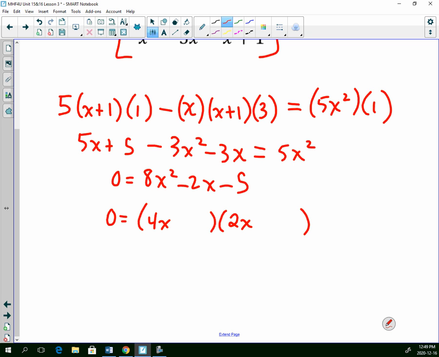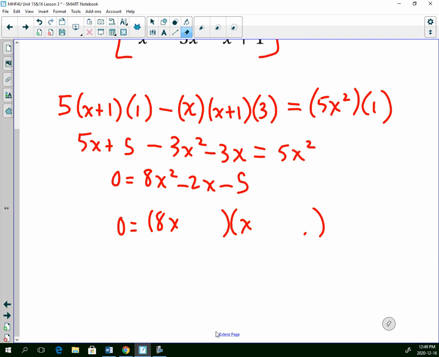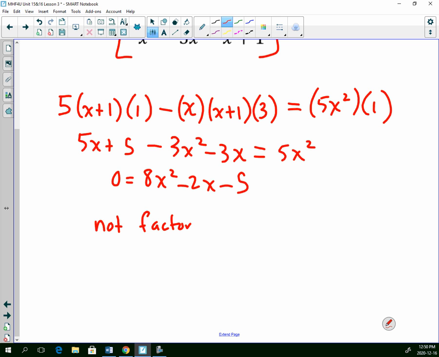So let's see. If I put 5 and 1, that gives me 6. So that's not going to work. So 4 and 2 is not going to work. So let's try 8 and 1, 5 and 1. That's not going to work. So if it is not factorable, we can always use the quadratic formula. Okay, so not factorable. So we're going to use the quadratic formula to solve for x.